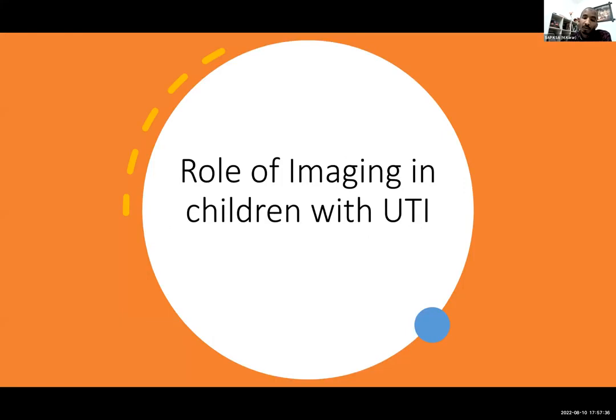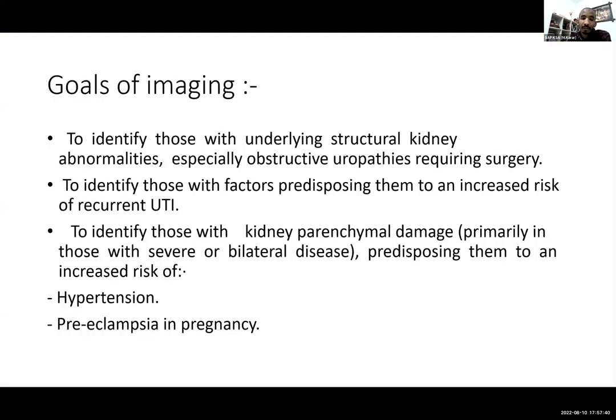We move on to the role of imaging in children with UTI. What are the goals of imaging? Why are we doing imaging in UTI? We are doing imaging to identify people who have underlying structural kidney abnormality, like obstructive uropathy, for example. Also, we are trying to look for factors that predispose children to recurrent UTI. Also, we are looking for people who have kidney parenchymal damage, severe or bilateral disease, predisposing them to increased risk of hypertension and preeclampsia in pregnancy. So in a child who has recurrent UTI and hypertension, you need to do imaging. We need to look for kidney scars.